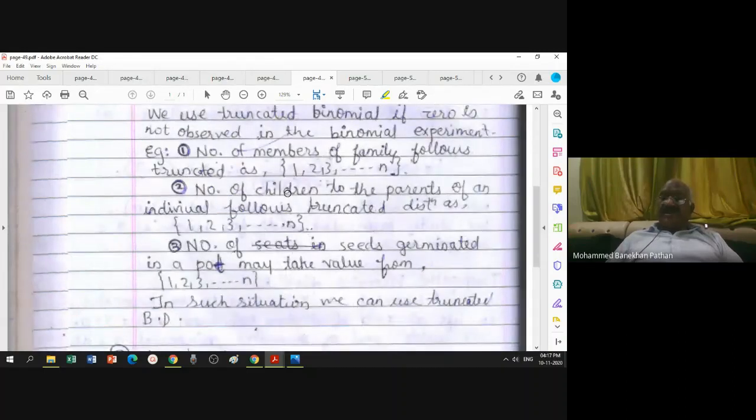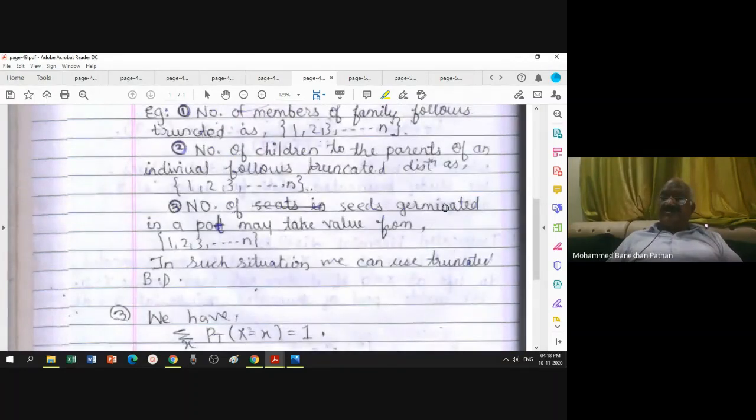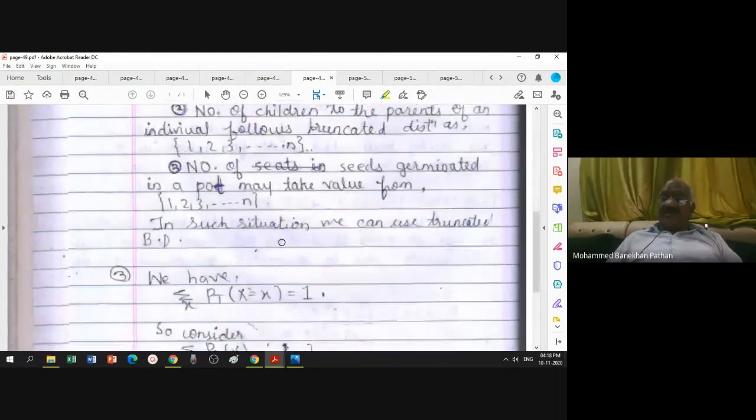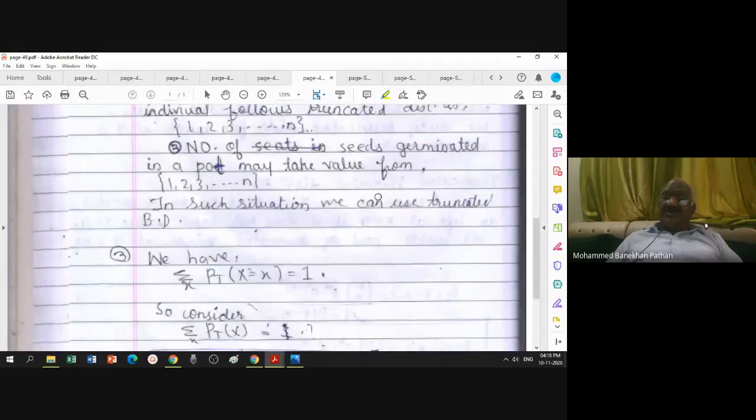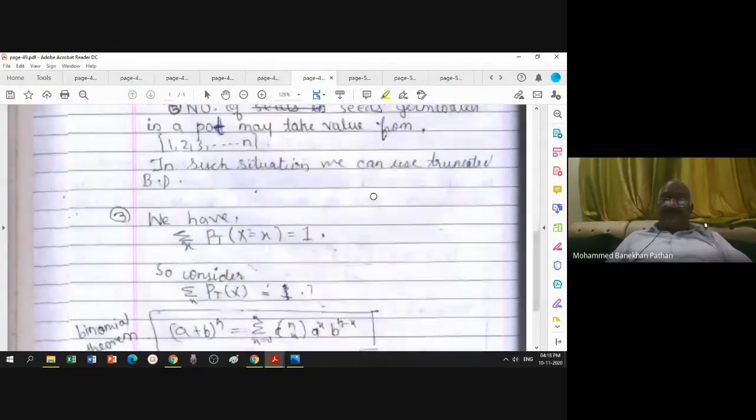The number of children to the parents, for every individual, follows a truncated distribution. The number of seeds germinated in a pot follows truncated binomial. Such examples you have to remember in your examinations.